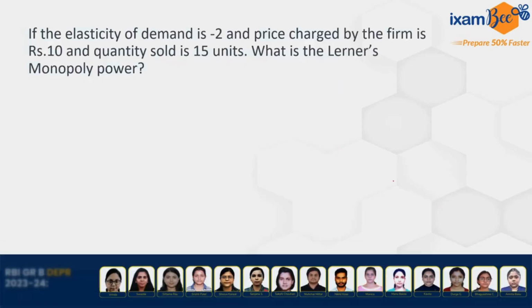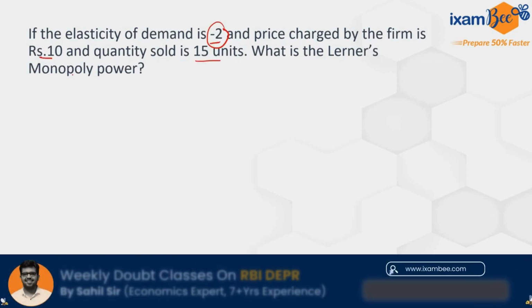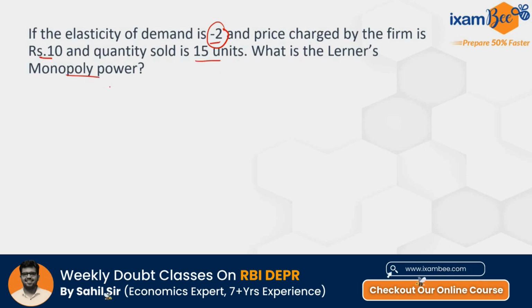So let's start with the question for day 4. If the elasticity of demand is -2 and the price charged by the firm is ₹10 and quantity sold is 15 units, what is the Lerner's monopoly power? The options are 0.5, -2, 3, -0.5 or 2.